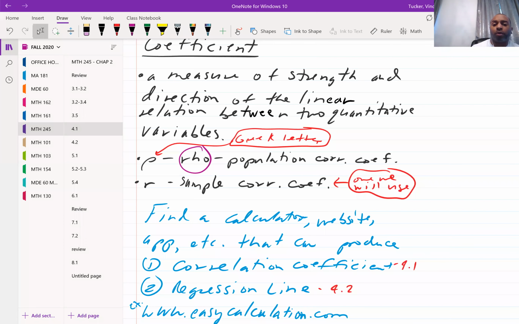Like I mentioned before, just Google correlation coefficient calculator, or correlation coefficient easy calculation, and then regression line, easy calculation, either way. I know easycalculation.com works. If you don't want to use easycalculation.com, that's just fine. Use whatever you like as long as it is reliable. Make sure it's reliable, and you'll find it out very quickly when you start putting your answers in MyMathLab. But you are not held responsible for the actual formula.